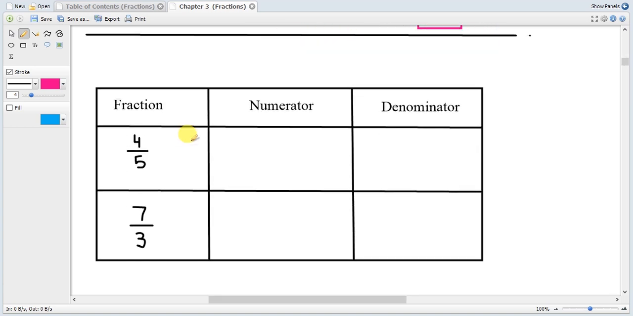Okay, next. Here we have a certain activity. We have two questions here. We have to separate the numerator value and the denominator value. So I suggest you pause the video and solve it by yourself. Once you are done, come back and resume it.